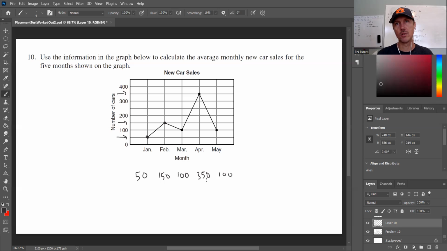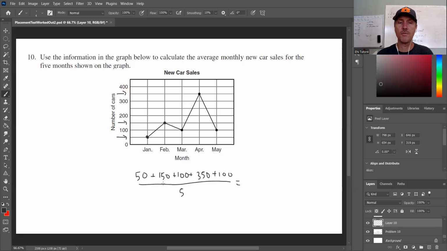Well, how do you take an average? For an average, you take all of the numbers, add them together, and you then divide that value by the number of numbers that there were, so the number of values that there were. So we have 5 numbers altogether, right? 1, 2, 3, 4, 5. That's how many numbers we have. 5 months are represented. So we're going to add all of those together. And then we're going to take those 5 numbers and we're going to divide them by 5, since there are 5 numbers. That's how we find the average.